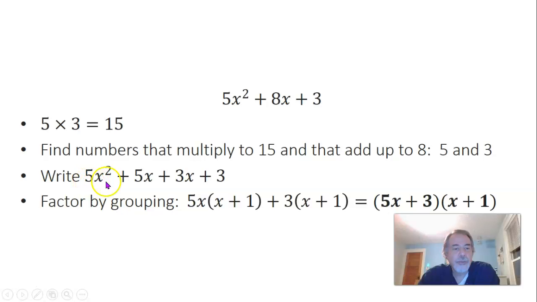The first two terms, we can pull out what they have in common, which is 5x. So when we do that, it's 5x times x plus 1. And then for the last two terms, what those have in common is a 3. So if we pull out a 3, it's 3 times x plus 1. And now both of these have an x plus 1 in common. So when we pull that out, we get 5x plus 3 times x plus 1. And there's our final answer. There it's factored. You can check by FOILing if you want. 5x squared plus 5x plus 3x, so there's your 8x, plus 3.